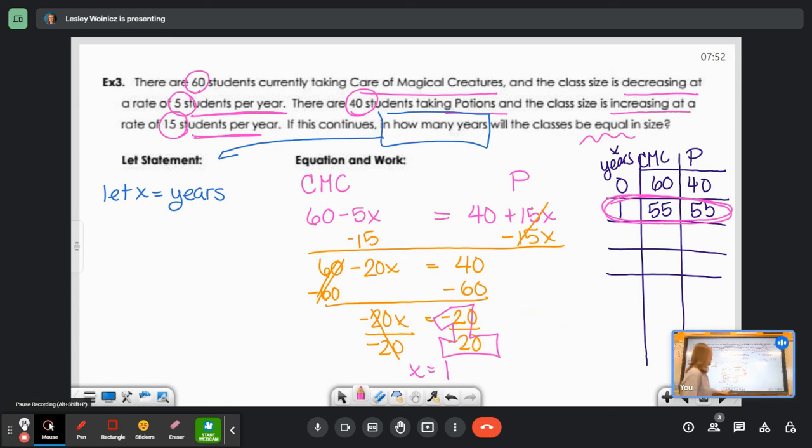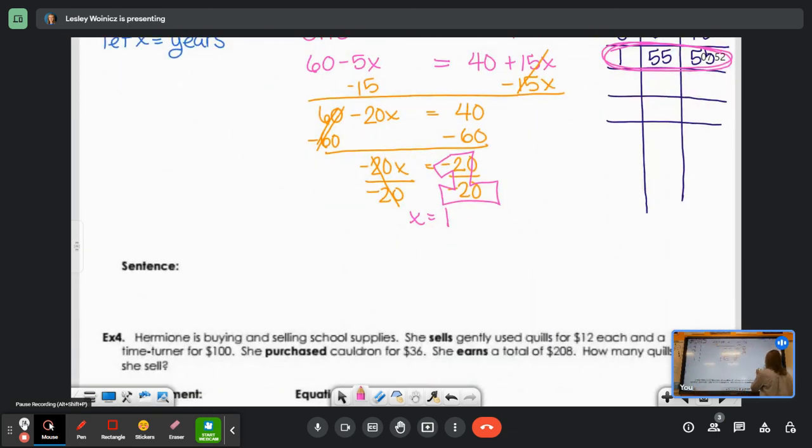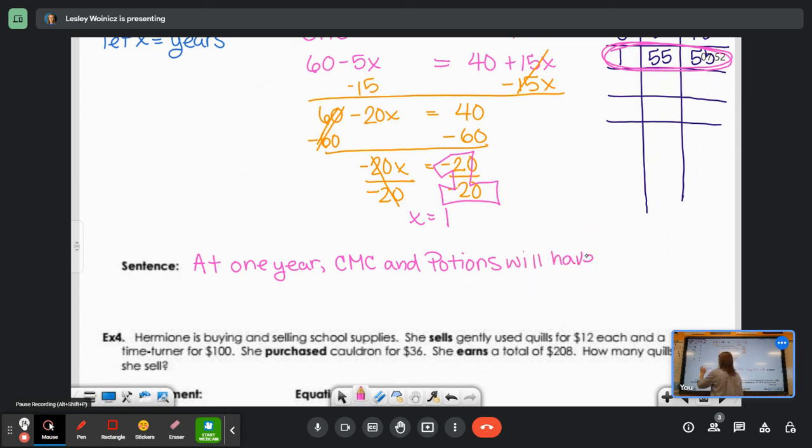Ta-da! So now we need a sentence. So we just put that into words. We say, at 1 year, Care of Magical Creatures and Potions will have the same number of students.